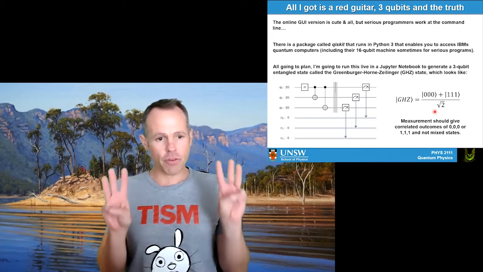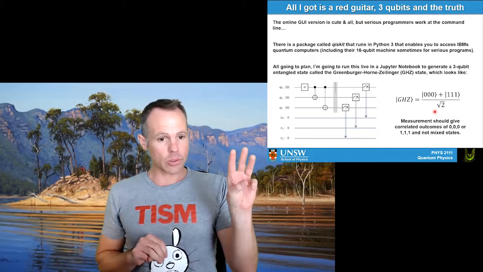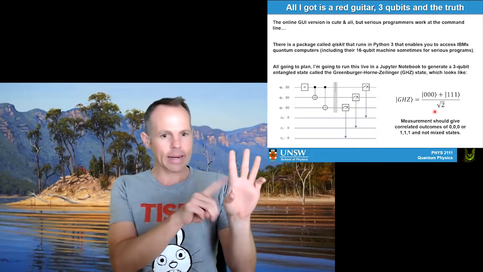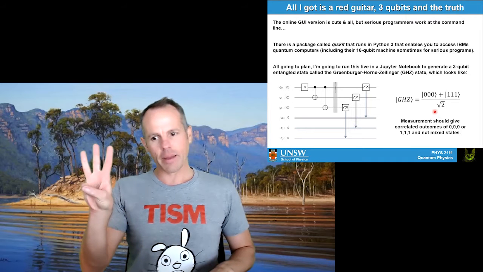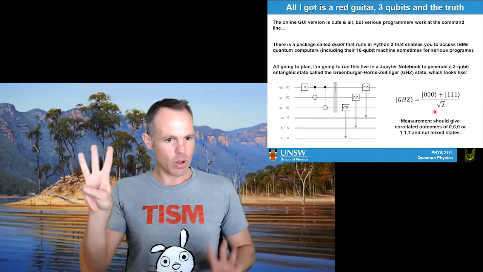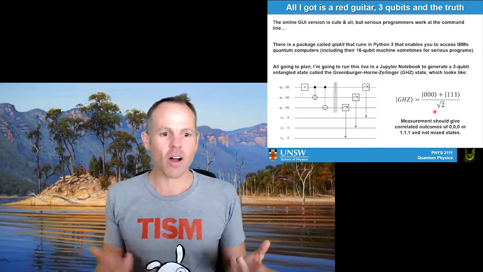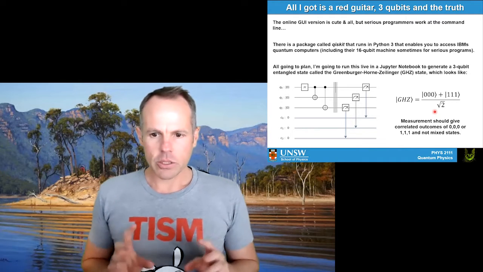So this should give outcomes, if you measure it, of 000, so Alice, Bob, and whoever's left over, let's call them Dwayne, gets 0. And then if Alice gets 1, then Bob and Dwayne are both going to get 1 as well. We should know those should be the outcomes at the end of this experiment. So we know what's going to happen, but let's try it and see if the experiment lives up to what we're going to do.